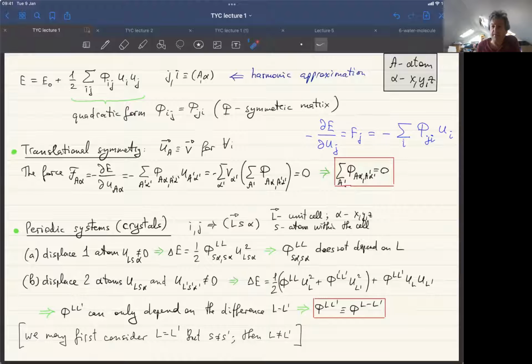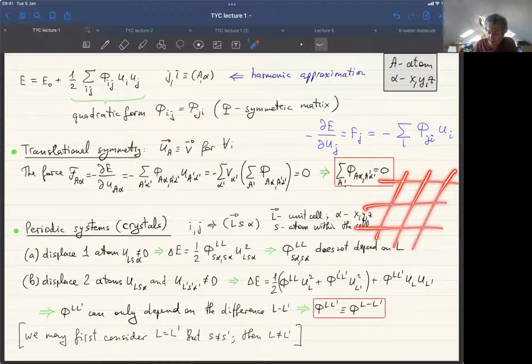In order to describe a crystal, we need to introduce some other notations. Before, we just used capital A to designate an atom. However, if you have a crystal, you have unit cells, and atoms within each unit cell, and the unit cells are periodically repeated indefinitely in all three directions, or maybe two directions if you have a film or surface, a two-dimensional system.